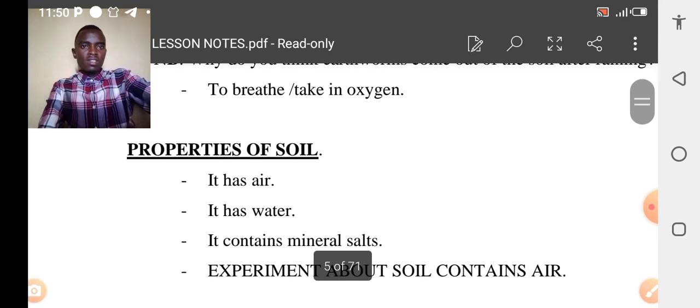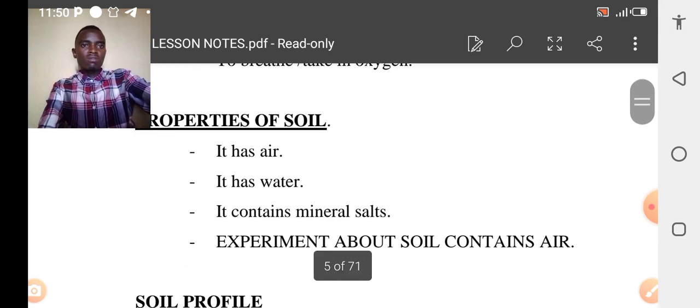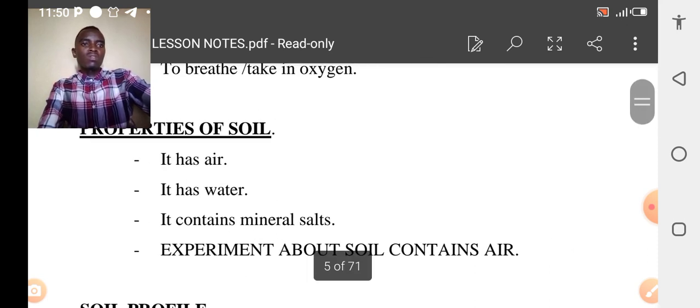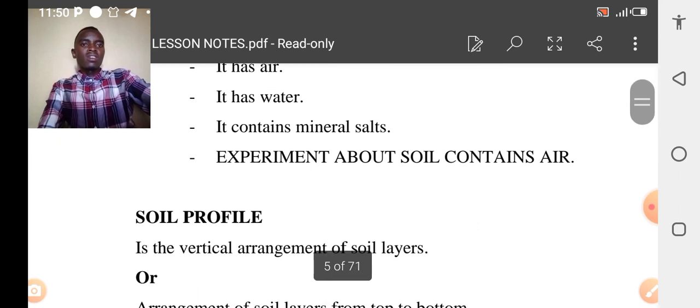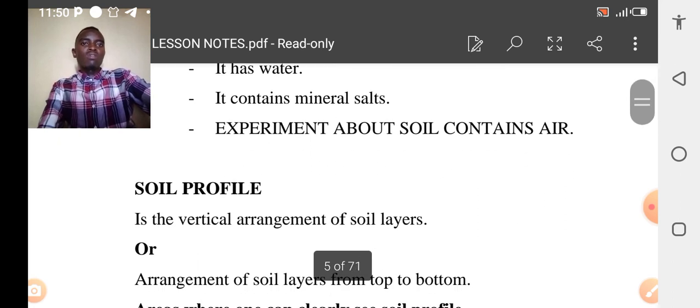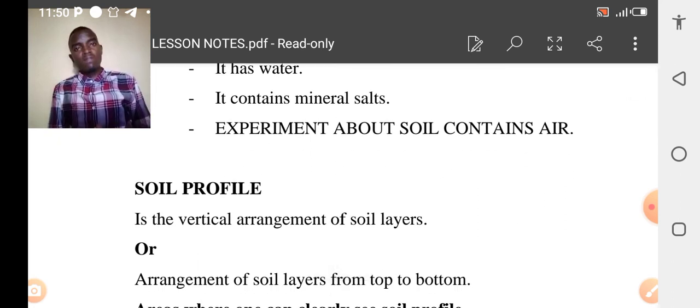And we are going to see the properties of soil. It has air, it has water, it contains mineral salts. Experiment about soil contains air. Soil profile. We are going to see the soil profile.